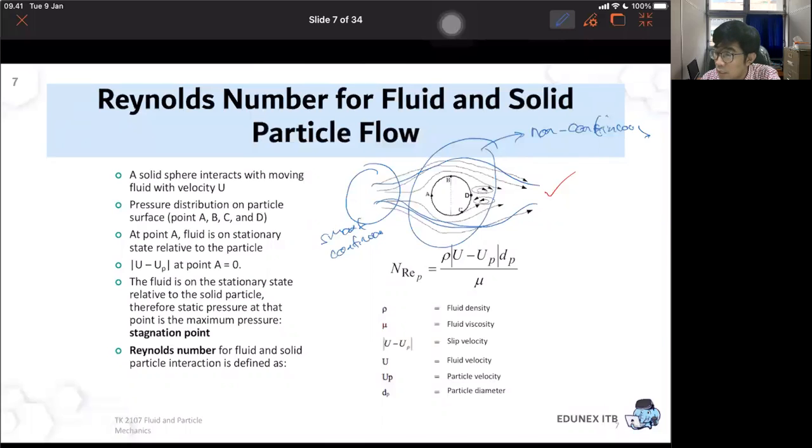In this area, the velocity of the fluid is uniform. And then when the fluid hits the sphere, what will happen? The flow will be diverted into two areas, right? The upper area and the lower area.